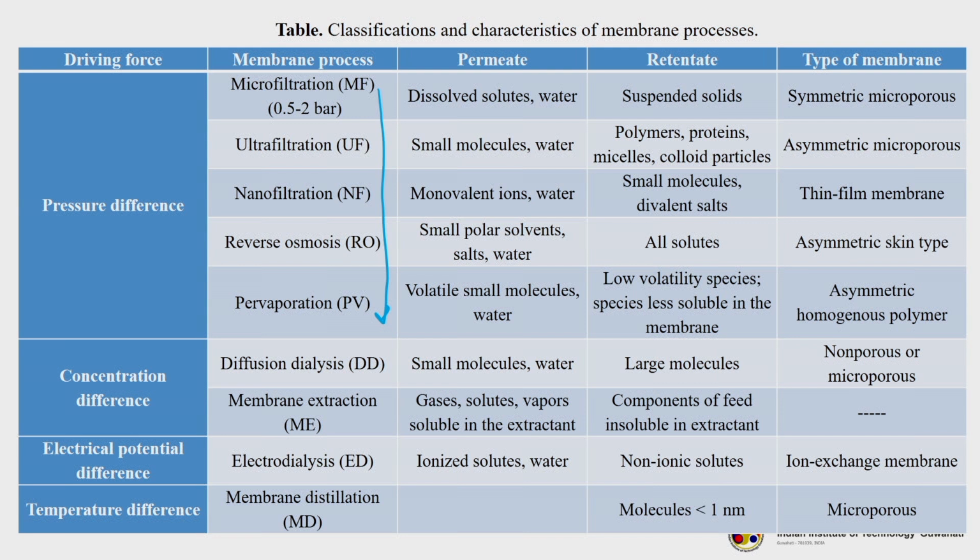The types of membrane that we can prepare are symmetric microporous, or asymmetric microporous membrane, and we can have thin film membrane, which is again an anisotropic membrane, and we can have asymmetric skin type membranes, or homogeneous polymer type membranes. So, all these possibilities are there using polymeric membranes. Then the applications are in water and wastewater treatment. Desalination is one of the most important applications, and we can go for fractionation of macromolecules also.